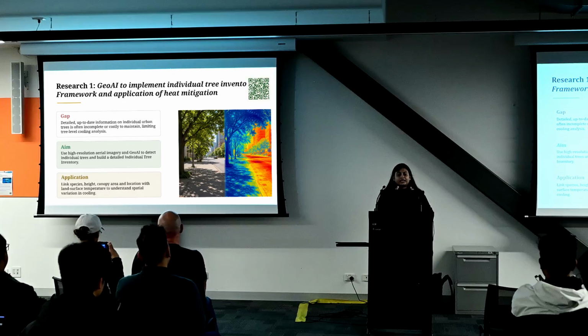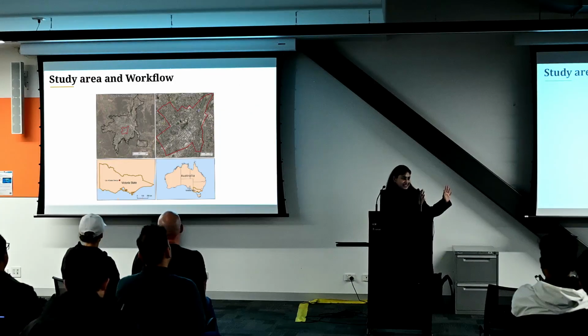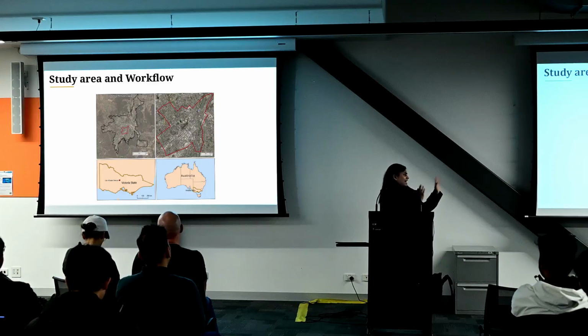I wanted to build an individual tree inventory and see how the species contribute to the cooling. My study area was a small locality in Bendigo, and this is satellite aerial imagery from 2018. So I mapped the heat and tree relationship for 2018. Due to time, I had to focus on a small locality, unfortunately, but I feel the workflow and the framework is scalable to any place, and planners and practitioners can adapt that.